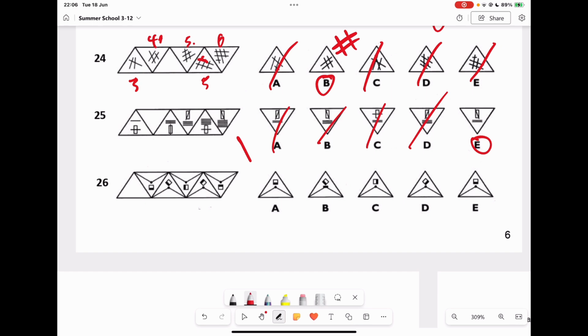Okay, 26. So 26, we're looking at the square in the middle where it is rotating by 45 degrees clockwise each time. So in this case, it will be like this. Okay, so now we know that, we can rule out A, B, C. It could be D and E. So our answer is D.